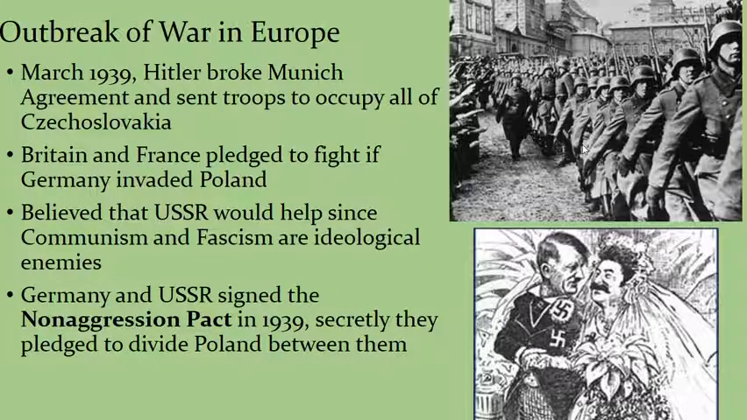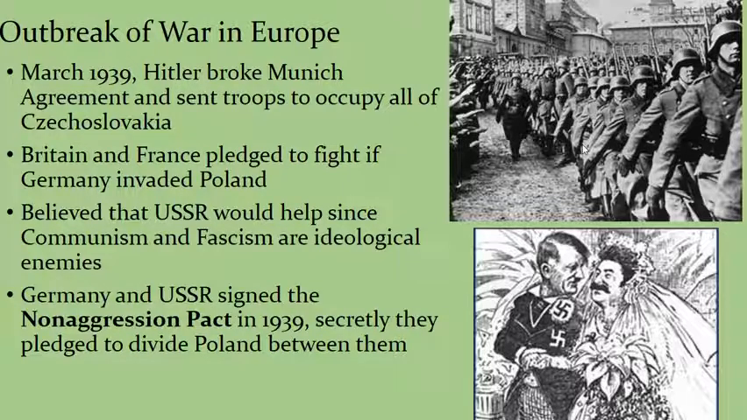They believed that the Soviet Union would help since communism and fascism were ideological enemies. That turned out not to be the case. In 1939, Germany and the Soviet Union formed the Non-Aggression Pact, and they secretly pledged to divide Poland between them. So the Soviet Union was also upset at some of the results of Versailles. Remember that they didn't play a role in that.